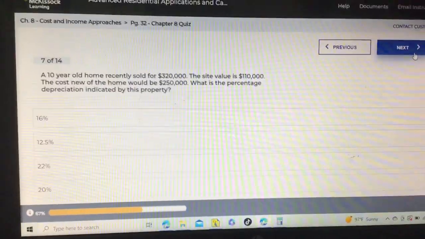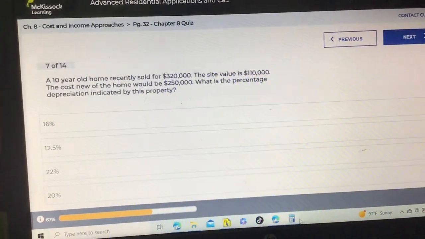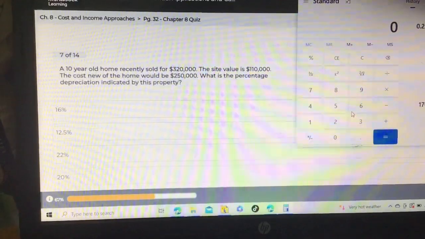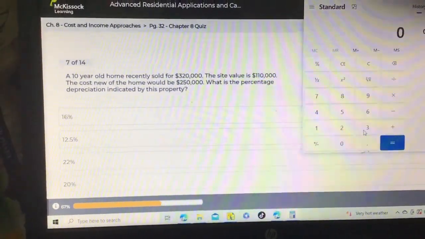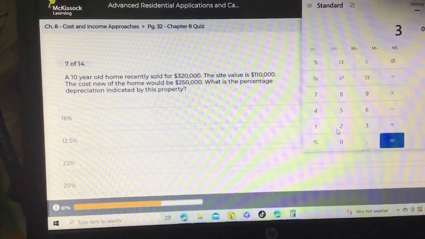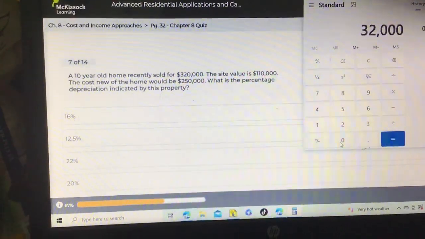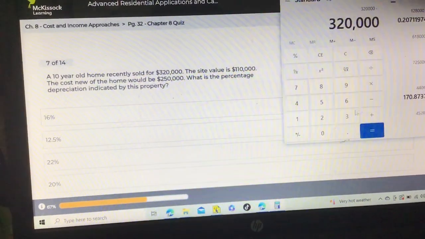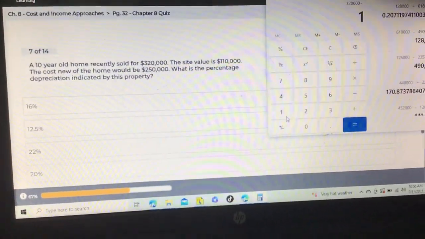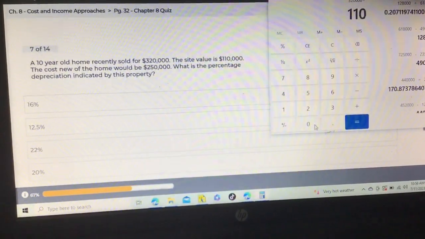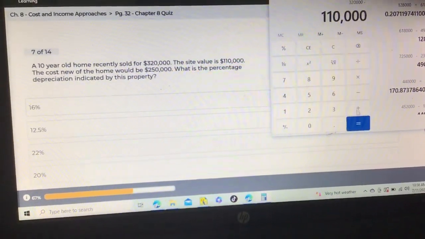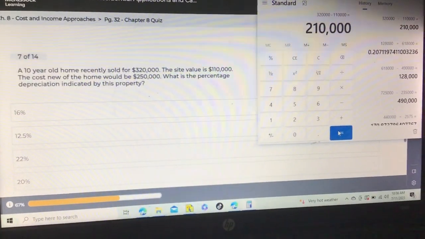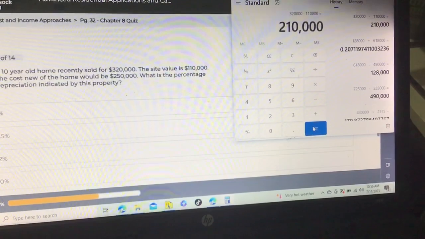I think this is that same formula we just did earlier. So let's start at the top. Clear your calculator and then enter in the price of the home, $320,000. Then you're going to minus the site value, which was $110,000. That equals your $210,000 estimated cost of depreciation.